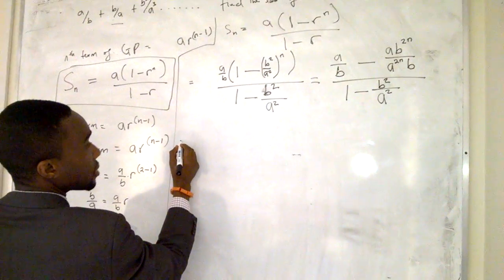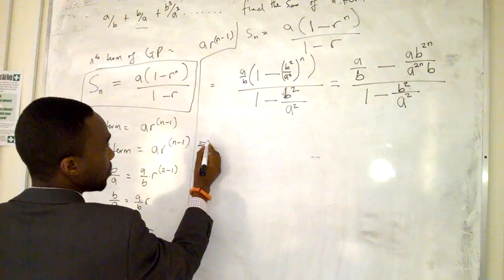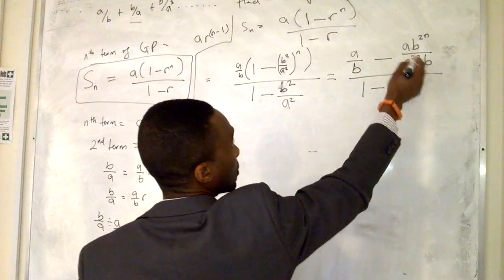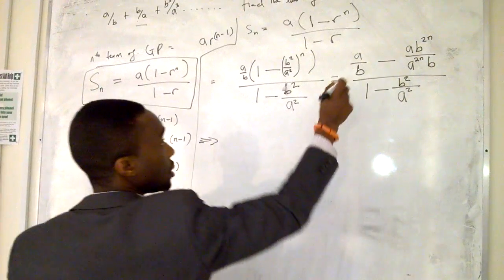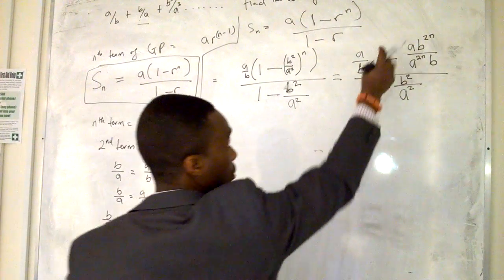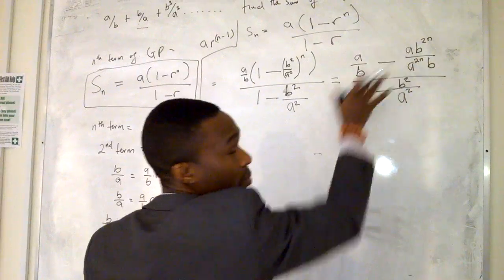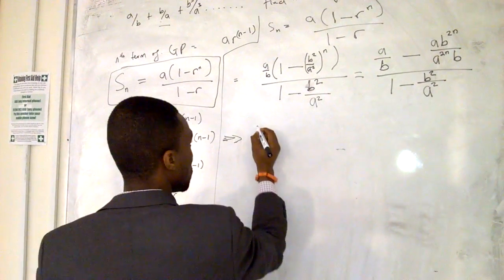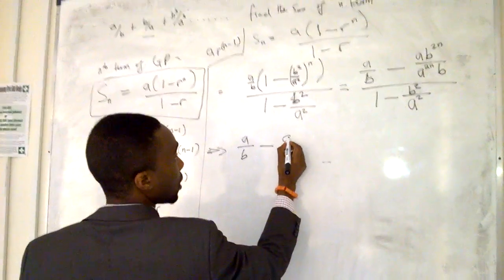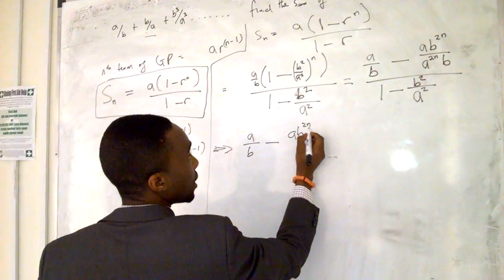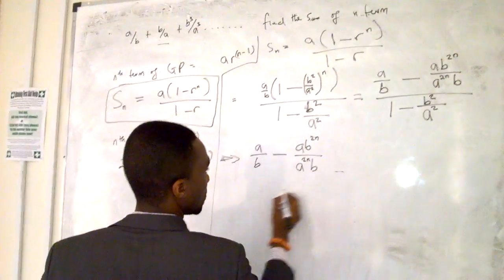Then here, I think it's important I show my workings and how you do this. You pick the numerator. This is the numerator. We want to tidy this up a little bit. So I'm just gonna do a over b minus ab squared n over a squared n b.